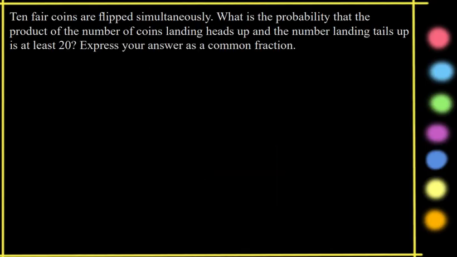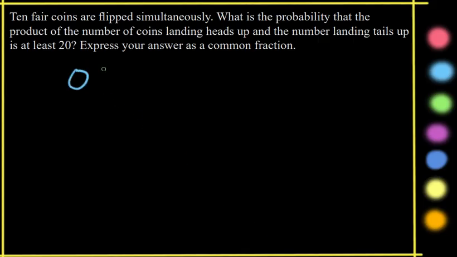Let's move on to 25. 10 fair coins are flipped simultaneously. What is the probability that the product of the number of coins landing heads and the number landing tails is at least 20? Express your answer as a common fraction.